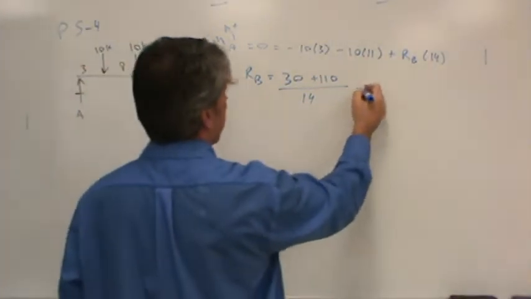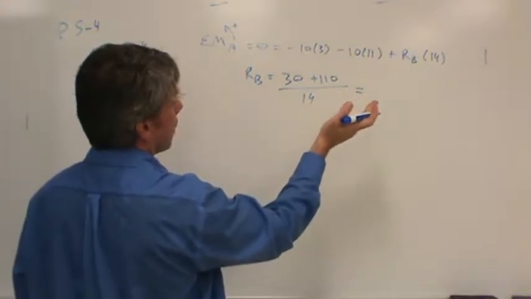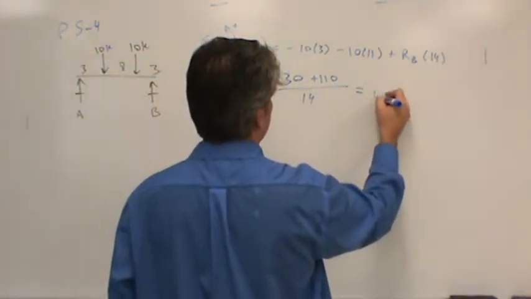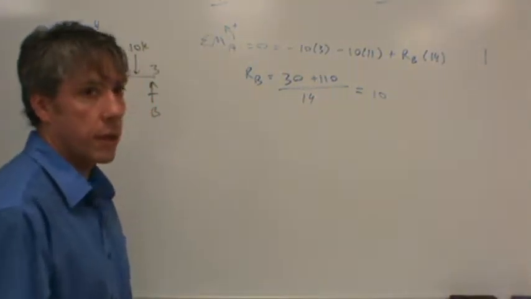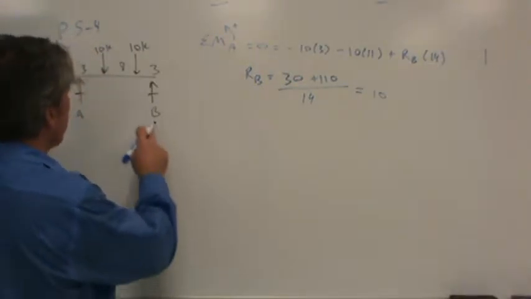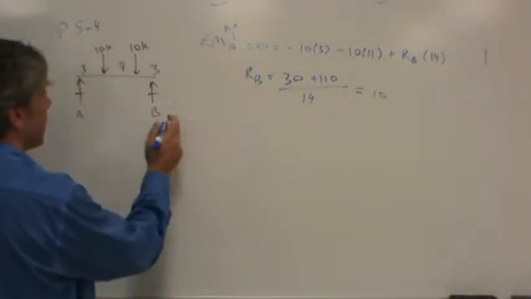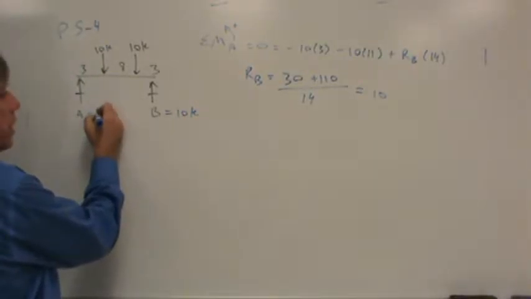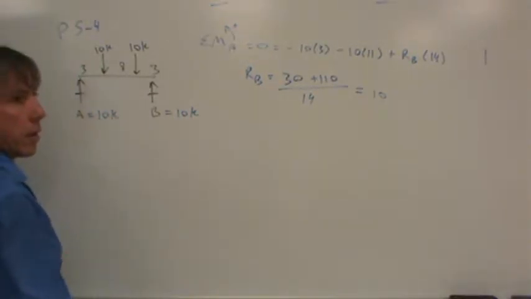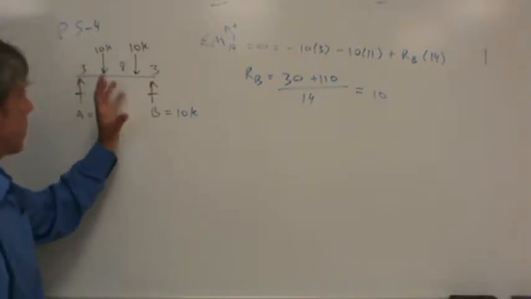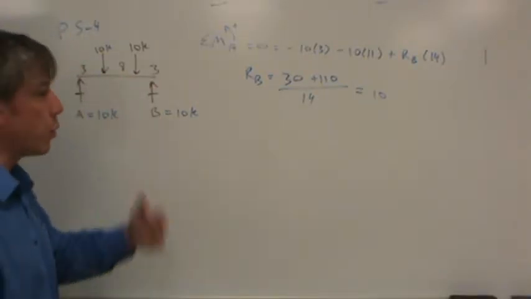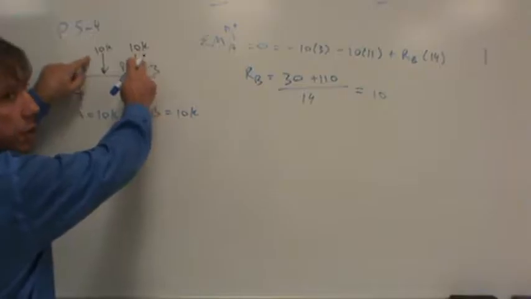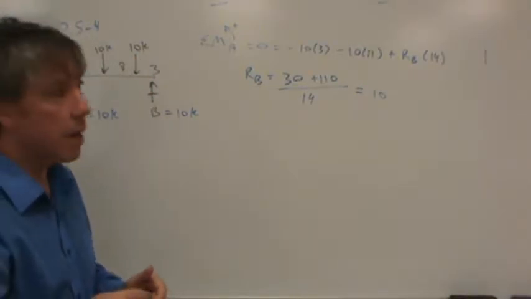So this is easy, right? Because this 30 and 110 is 140. Divided by 14 is just 10. If I did all of that right, the reaction here should be 10,000. So 10K. That means the reaction at A is going to be 10K. Okay, we could go through some moments on the other side, but you see this is a mirror image. There's no point. We add 10 plus 10, that equals 10 plus 10, so life's good. Okay, that's not all of it.